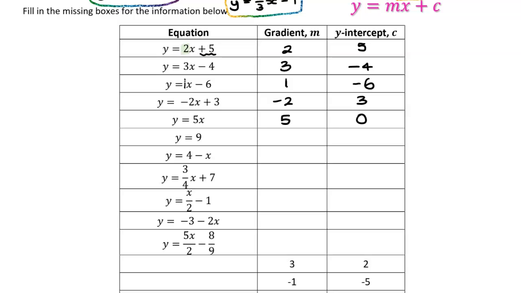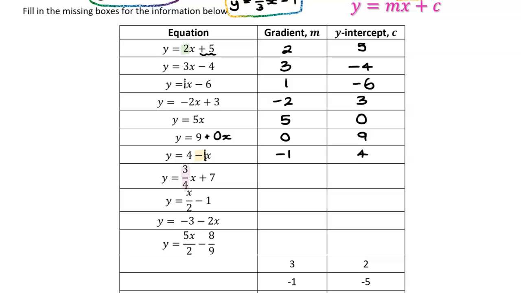Oh, now the next one's interesting. We've just got y equals 9. There's no x here. We could imagine that to have a plus 0x, because 0 times x would give us 0. So that means the gradient is 0, and the y-intercept has got to be 9. Next one's trying to trick us a little bit. We've got an invisible 1 in front of that x, but it's not just an invisible 1, it's an invisible negative 1, because it also includes that sign. So the gradient would be minus 1, and the y-intercept would be 4.